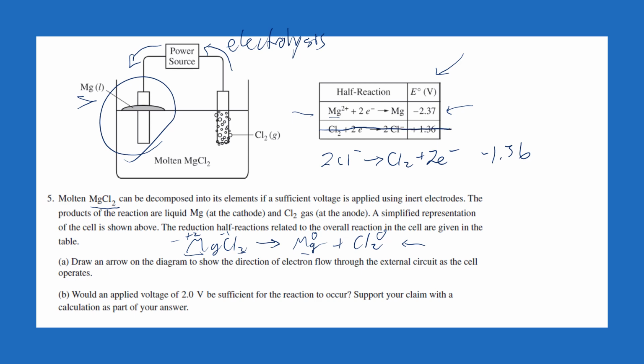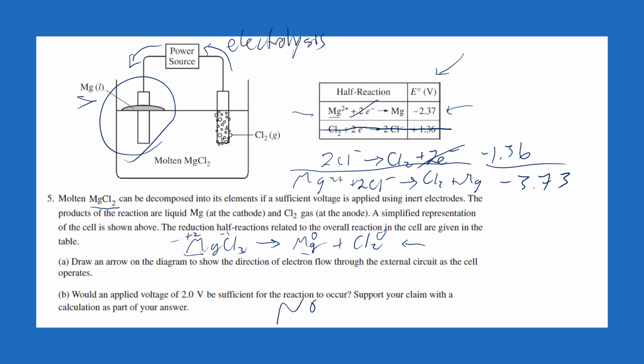And if I were to then put these two reactions together to form my overall, the electrons would cancel and you'd have to add up those voltages. So I'm going to do that in my calculator. So the total would be -3.73. That means I would have to use at least 3.73 volts to get it to work. So is a voltage of 2 volts sufficient? No. You would need at least 3.73 volts.